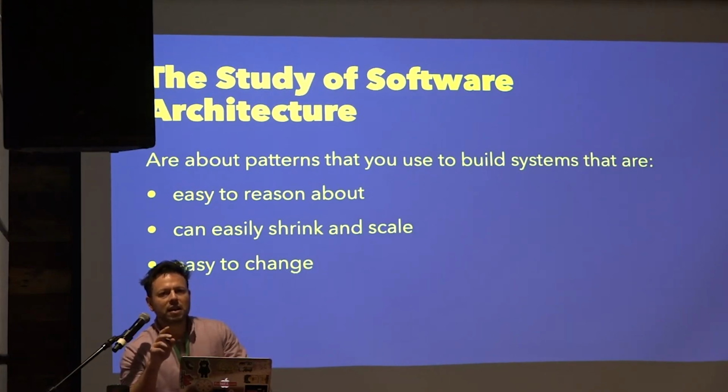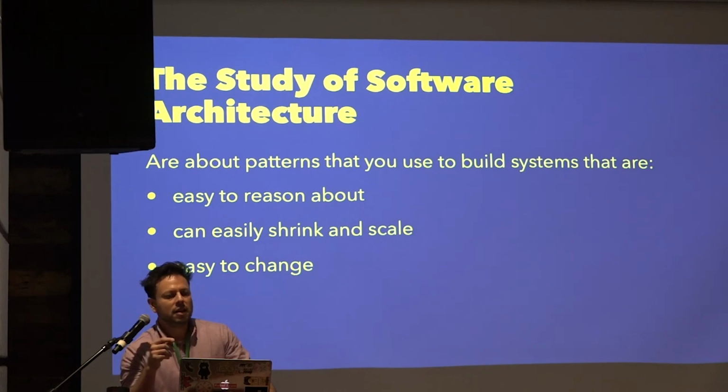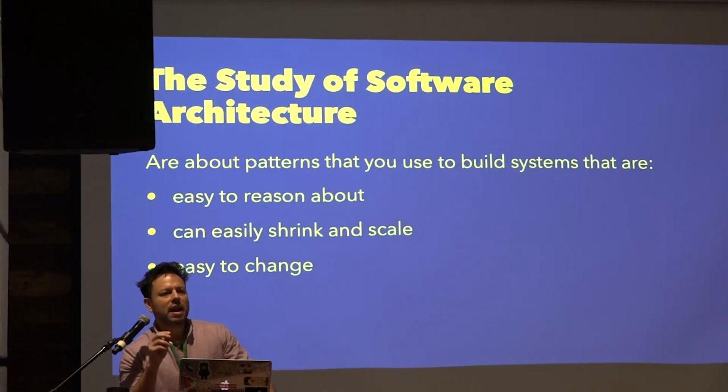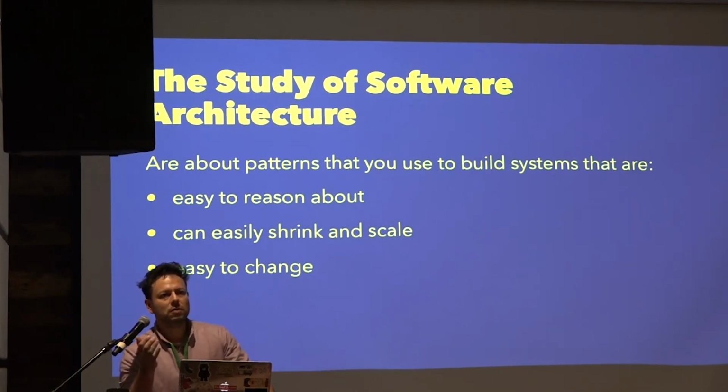Easy to change means I can go and change some existing functionality and it doesn't ripple throughout the rest of my system. I can change a payment processor. I can change a charting library. Easy to shrink and scale means I can add additional features or I can remove features, and it doesn't impact my software system as a whole.